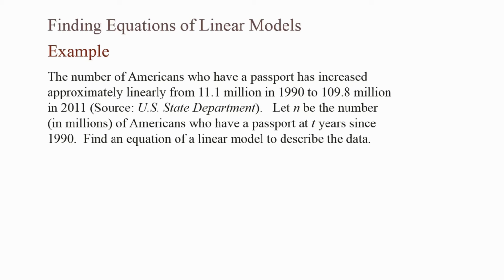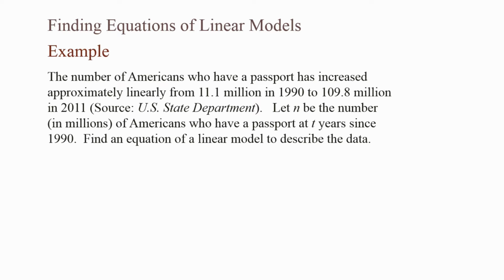Finding equations of linear models. In this example, the number of Americans who have a passport has increased approximately linearly from 11.1 million in 1990 to 109.8 million in 2011. Source: U.S. State Department. Let n be the number in millions of Americans who have a passport at t years since 1990. Find an equation of a linear model to describe the data.